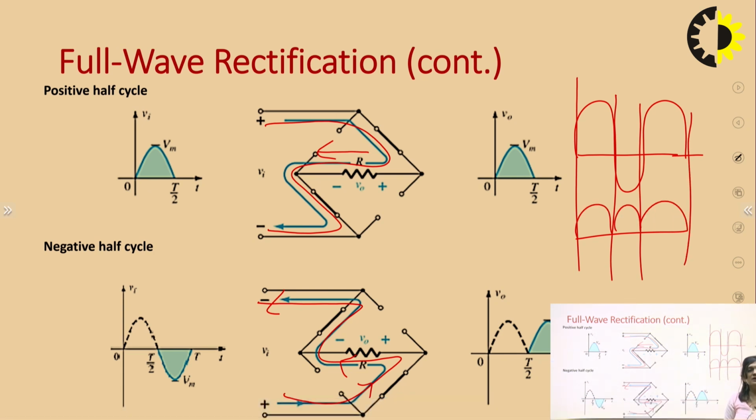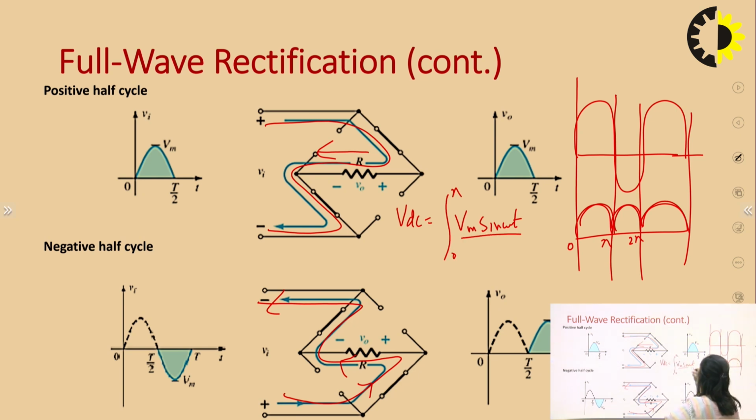In the case of the full wave rectifier, here we can see this is 0, this is pi, this is 2 pi. So if we want to calculate the VDC in the case of the full wave rectifier, the complete equation is Vm sin omega t, and the waveform is repeated at the pi interval. So it will be integrating up to pi and divided by pi.